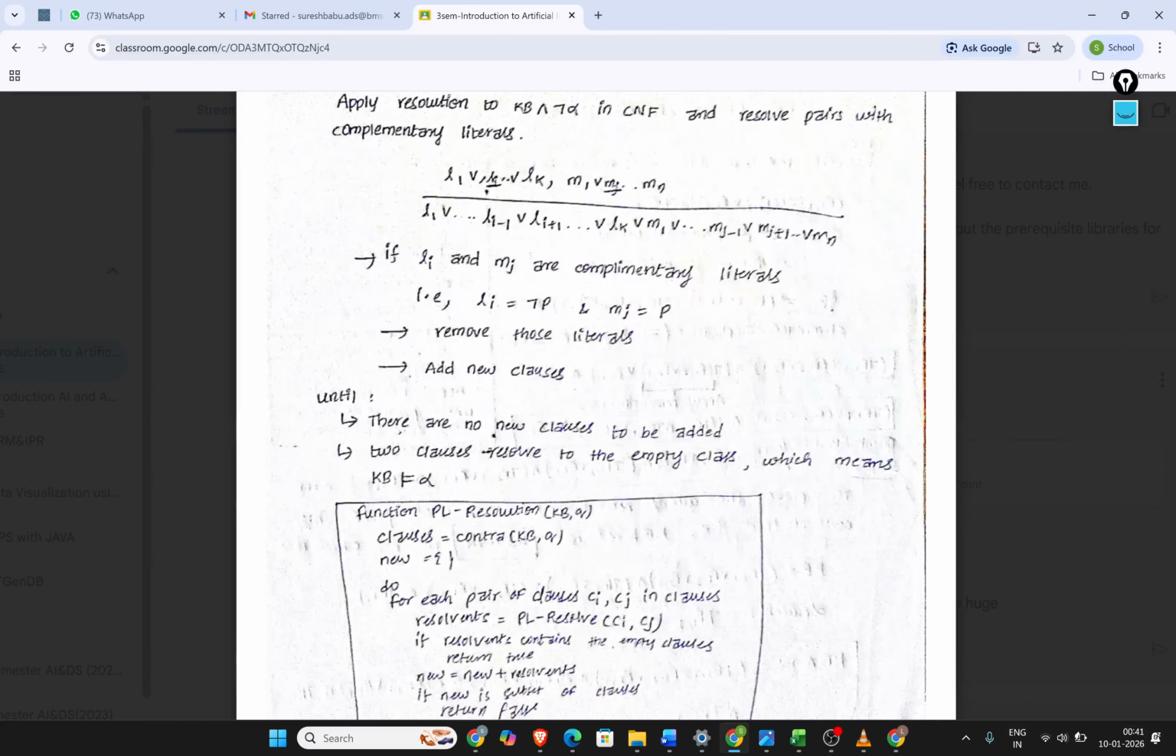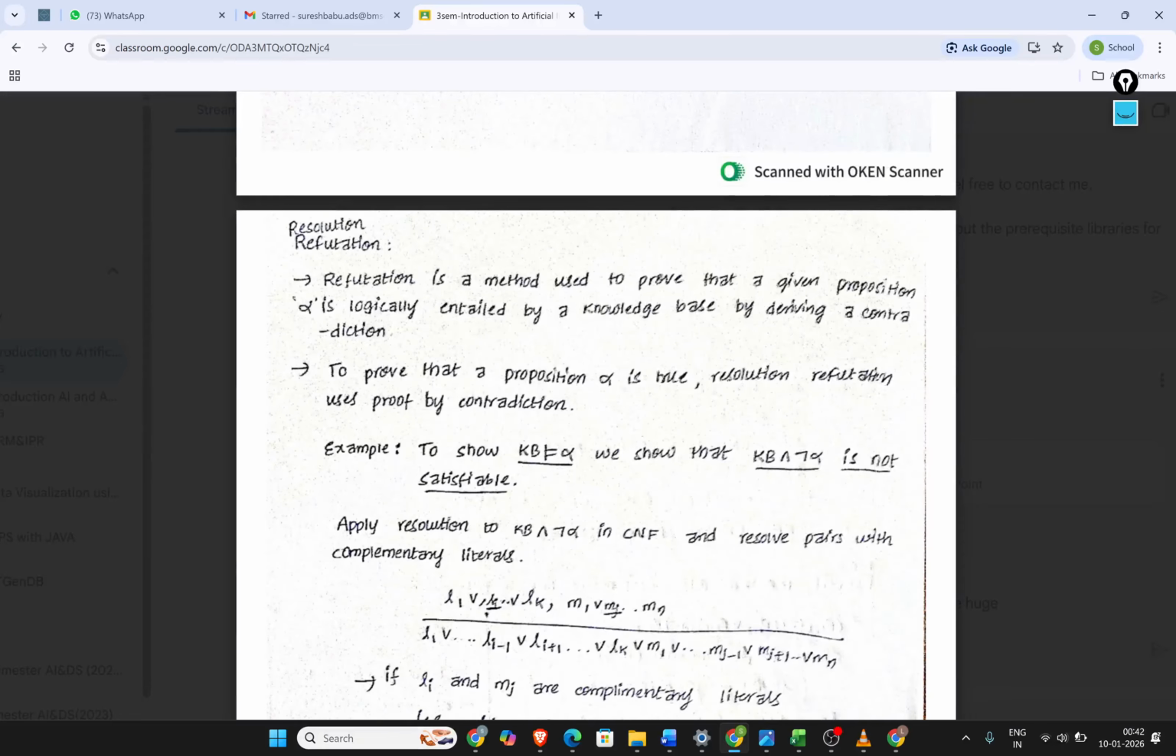Now we'll discuss resolution in propositional logic. Resolution refutation is a method used to prove that the given proposition alpha is logically entailed by the knowledge base by deriving a contradiction. You can say the empty clause also. To prove that proposition alpha is true, resolution refutation uses contradiction.